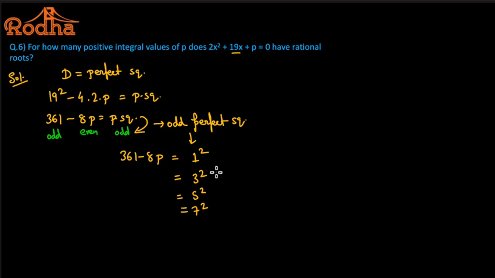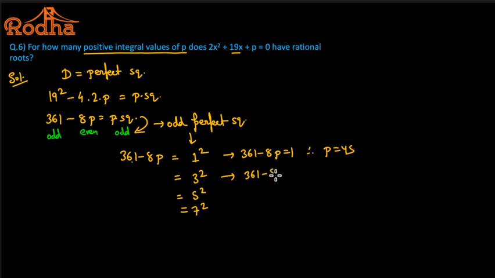So obviously, once we move here, the value of p should be a positive integer. So positive integer means 361 is 19 square, so the value of p should not go beyond that range. For example, if I solve this case here, 361 minus 8p is equal to 1, therefore 8p is 360. If 8p is 360, that means p will be equal to 45. Okay.